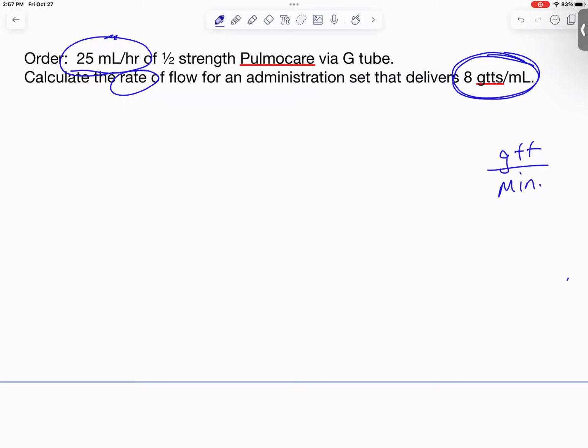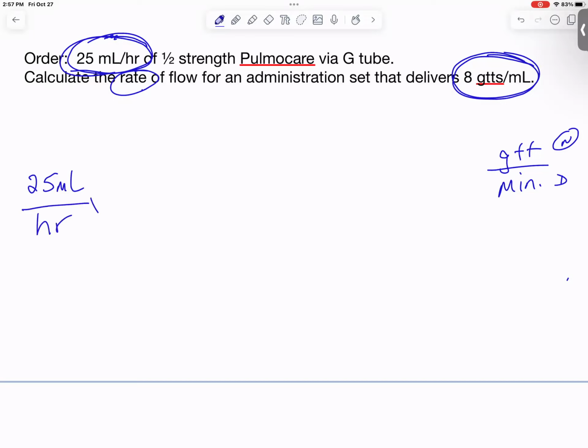And I do the same thing. So I need drops in my numerator, minute in my denominator. So where do I start? I need a rate and I have time. So I always look for volume over time. So what in my problem is volume over time? Well, the only thing with time in it is 25 milliliters an hour. So I'm starting there. 25 milliliters an hour.